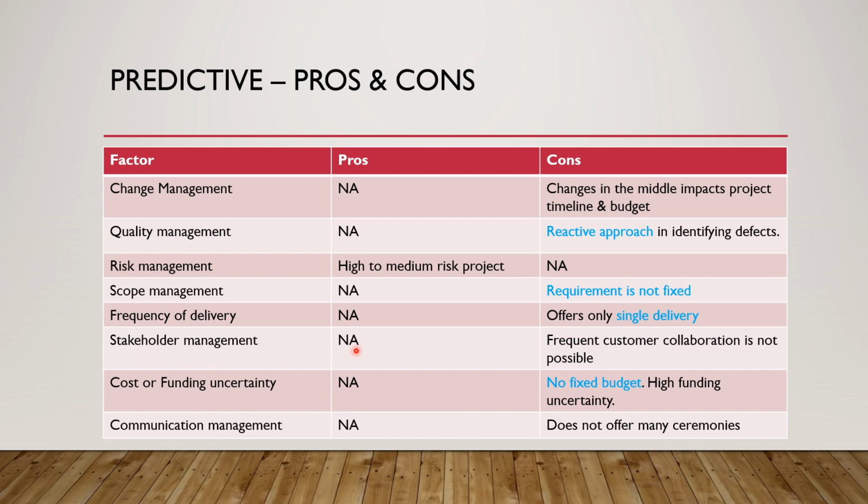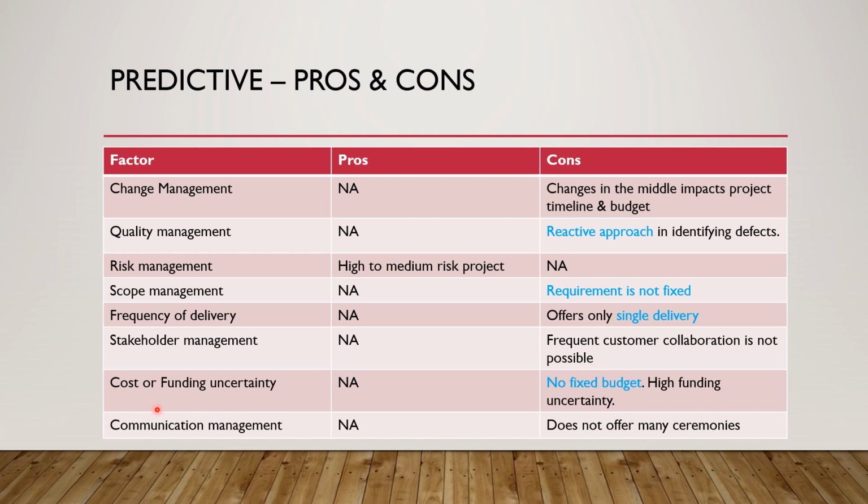Next is stakeholder management. Our current project is having more complexities. Therefore, more customer collaboration is required to get more feedback as we do the development. However, the predictive model doesn't provide an opportunity for frequent customer collaboration as the product is delivered in one shot and the customer gets an opportunity to see the product only at the end of the project. So it is again on the downside.